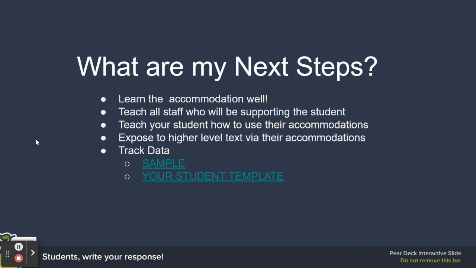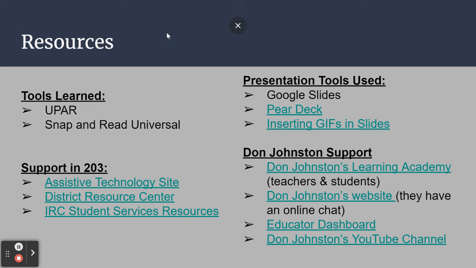Also included here are some samples of how to track data when you're using these programs. If you're not a person who can be in the classroom every day, this will help you see how they're using their accommodation. Here are some other resources for you. Again, Don Johnston Learning Academy is really a great tool. If I didn't explain it well, there's more information there.